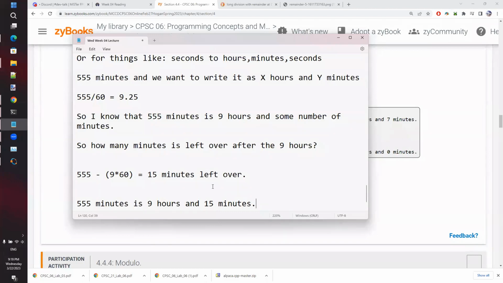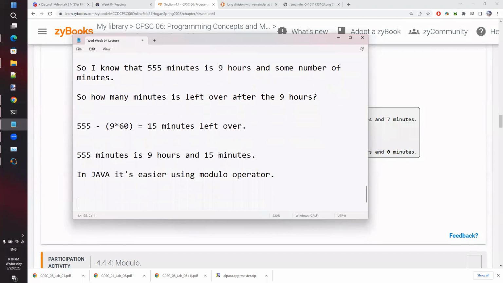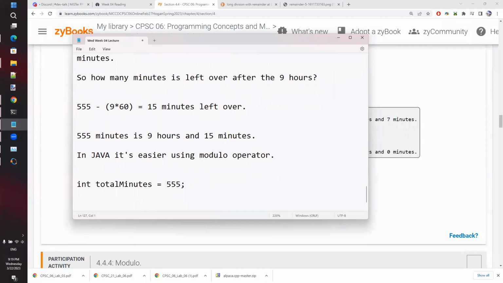And once we've done one of these calculations, now I can show you how to do it much easier in Java. It's easier using the modulo operator. So here's how you do it. So pretend we have a variable. I'm just going to type this in. I'm going to say int x, total minutes, is, let's just say 555. Okay. So that's the example I have, right?